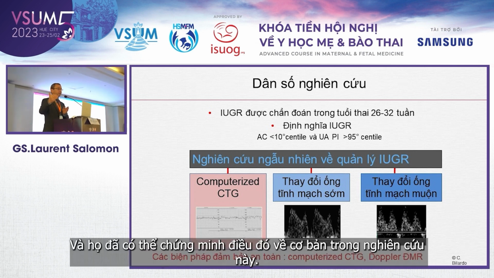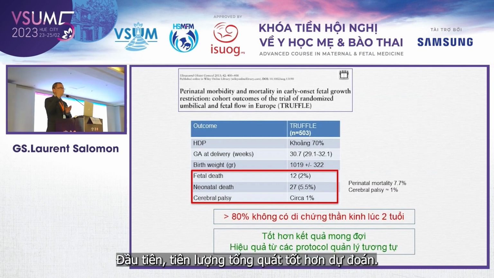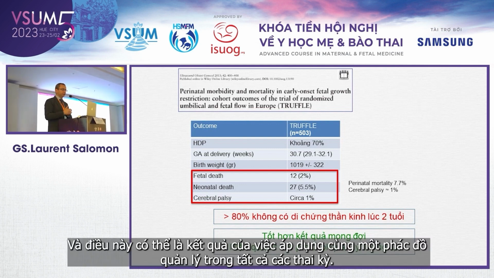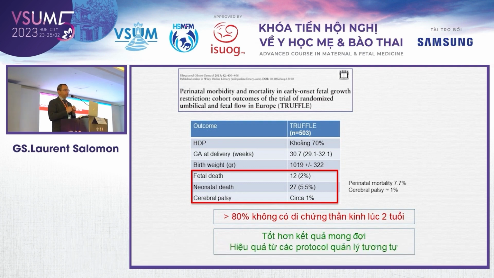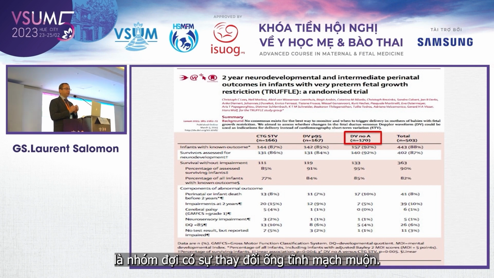And they were able to demonstrate that basically in this study, first, the overall prognosis was better than expected. And this is probably the effect of having a same management protocol in all the pregnancies. And they were also able to demonstrate that the group with the best outcome were the group where they waited for the late changes on the ductus venosus.